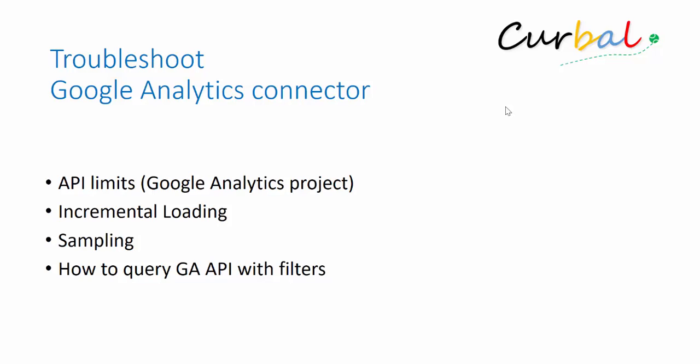We will talk about Google Analytics sampling. And then finally, we're going to talk about a way to filter your queries to the API so you reduce some of these problems. So let's start with talking about the API limits and what that is and why it happens.